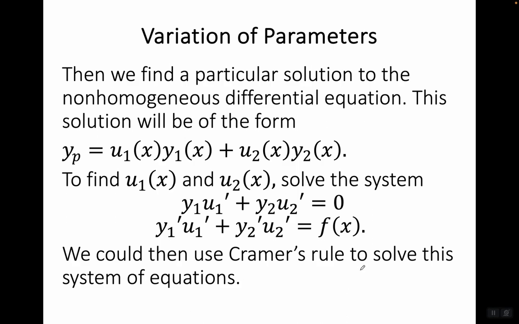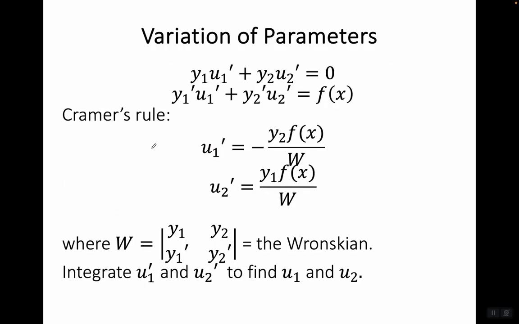A particular solution of the non-homogeneous differential equation is going to be of the form y_p = u1(x)y1(x) + u2(x)y2(x). To find u1 and u2, solve the system y1u1' + y2u2' = 0 and y1'u1' + y2'u2' = f(x). We could then use Cramer's rule to solve this system of equations. You probably don't remember Cramer's rule, but I'll show you how it works out.